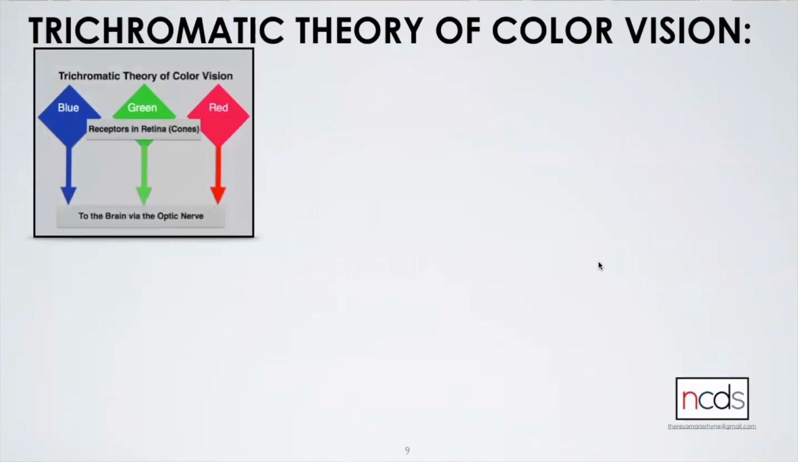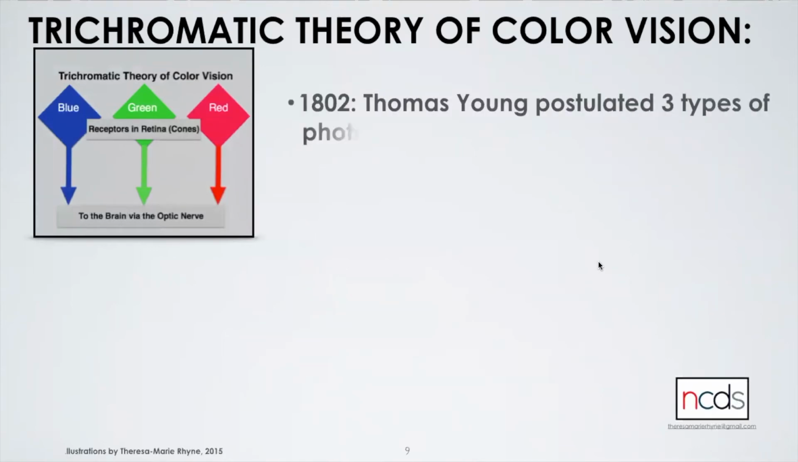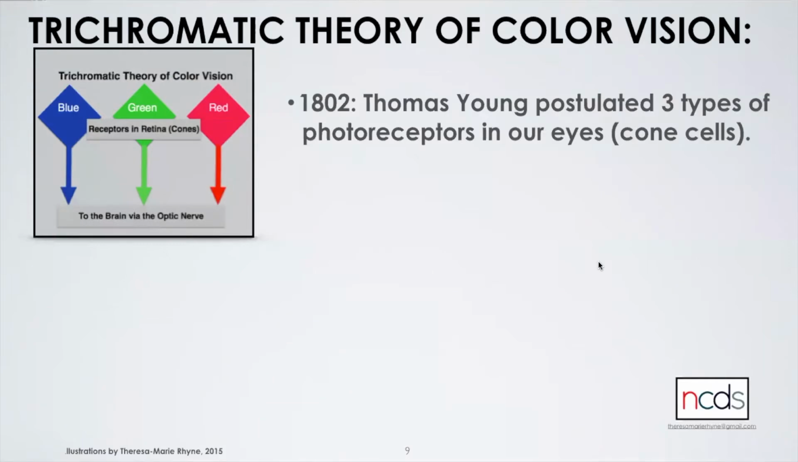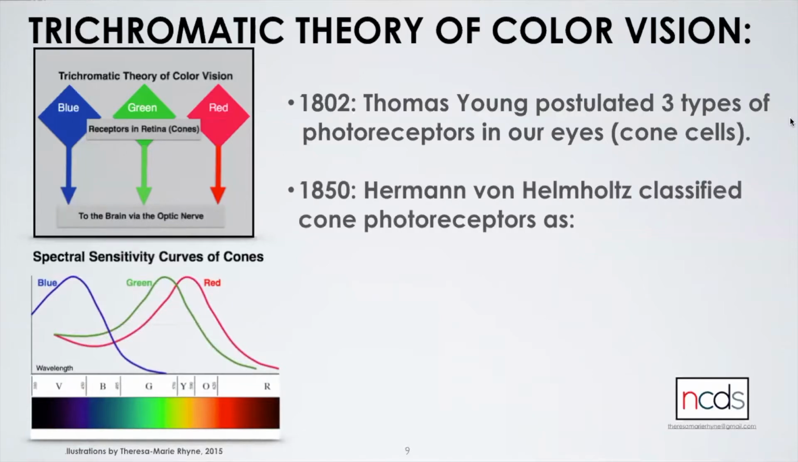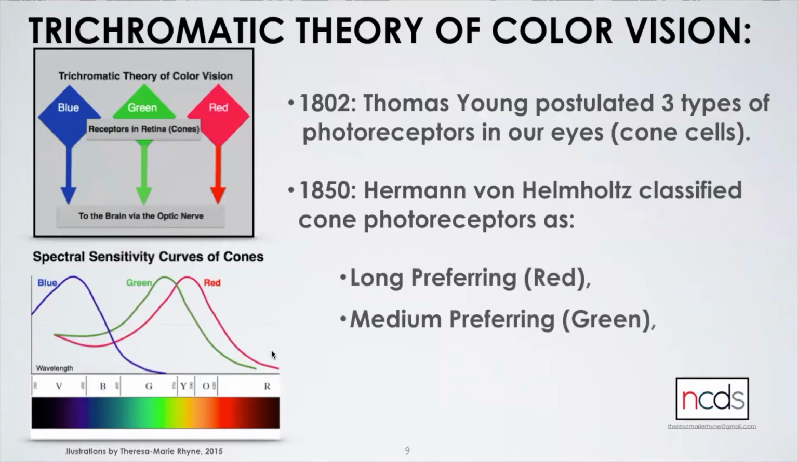Okay, so trichromatic theory was first hypothesized by Thomas Young in 1802 with no experiments. He hypothesized that our eyes have 3 different cone cells in them. It would not be until von Helmholtz in 1850 that he classified our cone receptors, and here they are. There's the blue, the green, and the red. Now notice, long preferring is red, medium preferring is green, short preferring is blue.